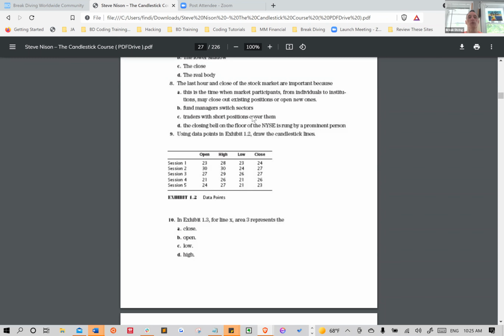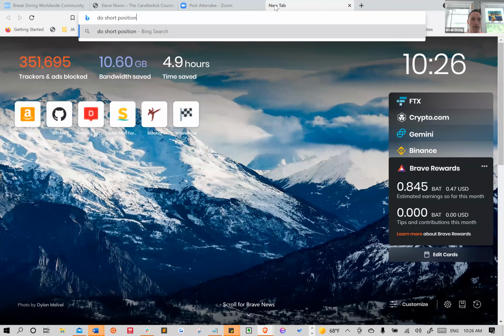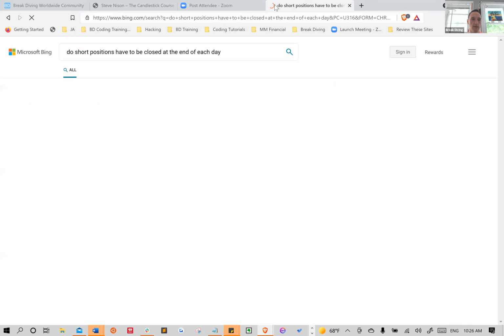Oh, I guess because when you sell short, you never want to have money in the market at the end of the day, because then when it opens in the morning, maybe there's a problem. Or maybe short positions have to be closed at the end of each day. Let me see. Do short positions have to be closed at the end of each day?